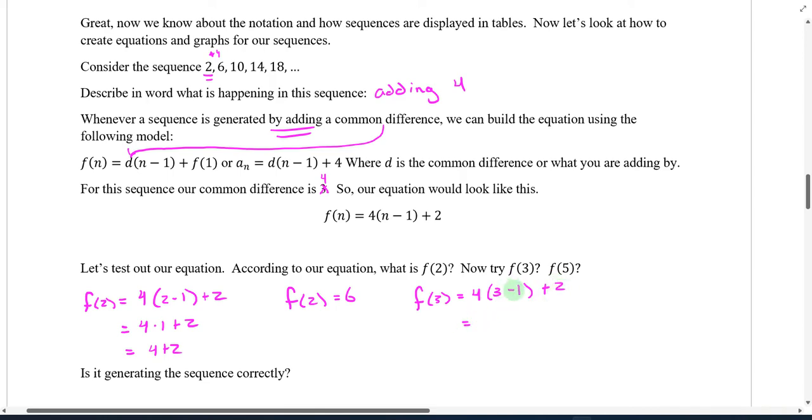Okay, so we do the 3 minus 1 first. So that's going to be 2. So we got 4 times 2 plus 2. 4 times 2 is 8, and 8 plus 2 is 10. And that's what we were hoping to get.